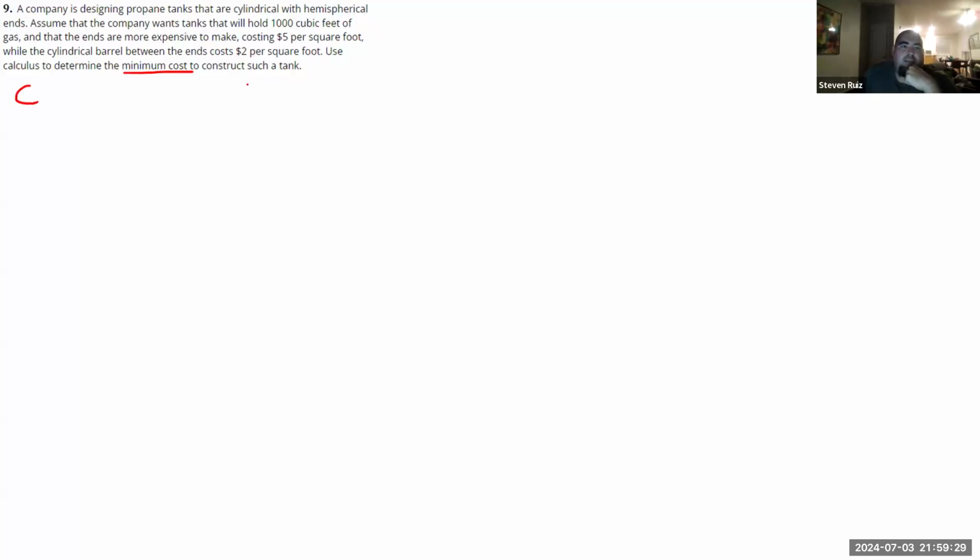What's the cost going to be based on? The cost is based on $5 per square foot on the hemispherical ends and $2 per square foot on the vertical or straight sidewalls. So how do we find the surface area? Yeah, I really should draw a picture here.